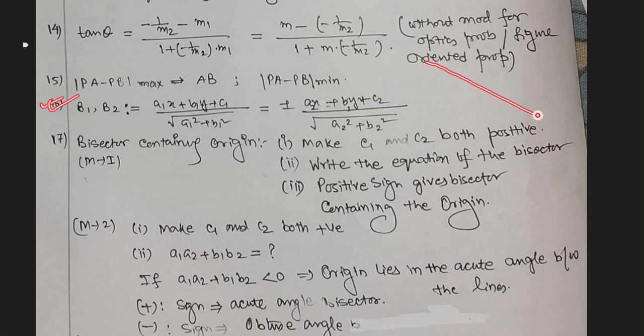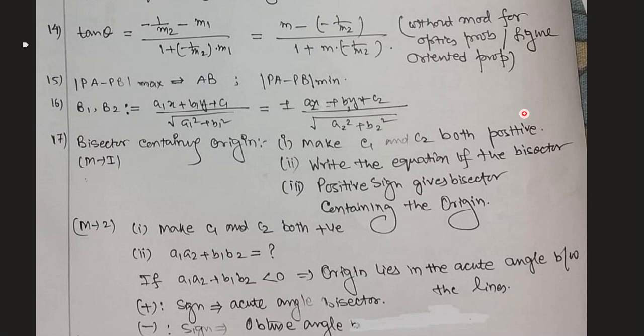There are two lines and you are going to calculate the perpendicular bisectors of these lines. Now the formula is (a1x + b1y + c1) divided by root over (a1 square plus b1 square) equal to plus minus (a2x + b2y + c2) divided by root over (a2 square plus b2 square).